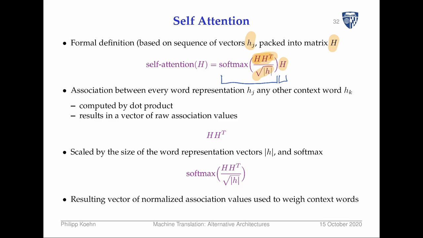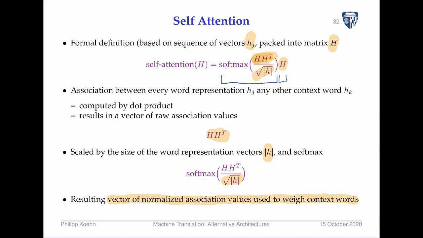So the association between each word representation HJ and each other context word HK is computed by a dot product. This results in a vector of raw association values. We're going to do this over the entire sentence, so for each input word, we now have a vector that says how much we're going to pay attention to all the other words in the sentence. This is now scaled by the size of the vector, and then the softmax is applied. The scaling is just some additional normalization of the scores that come out of there. So this results in a vector of normalized association values used to weight the context vectors, the context words.